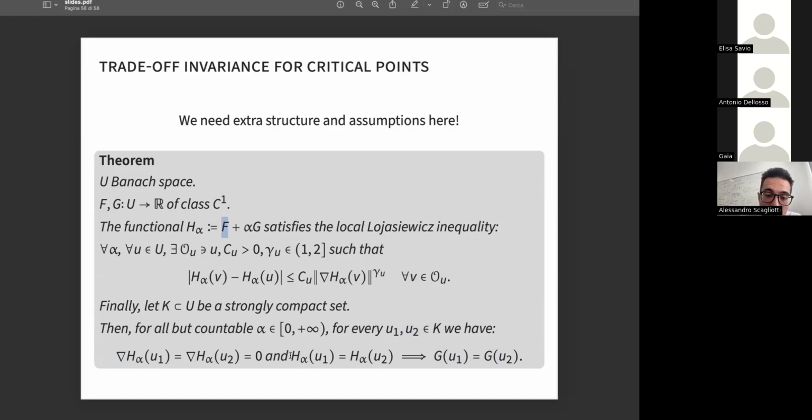Okay, so please notice that before we didn't need to ask H alpha on U1 and U2 to be the same because it was for free. Because before we were talking about global minimizers, and by definition, on the global minimizers, H alpha always agrees. Okay, so in the case of just critical points, we have to ask that U1 and U2 are on the same level set. Okay, and in this case, they hold.